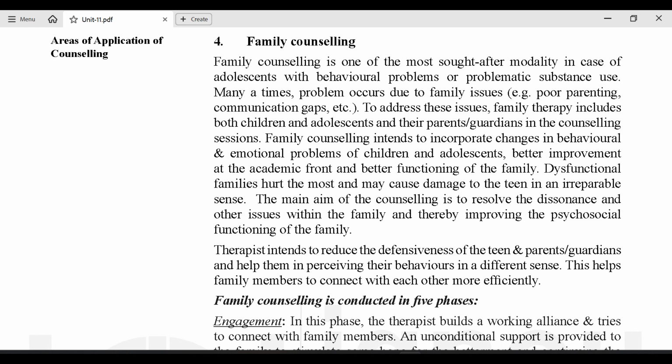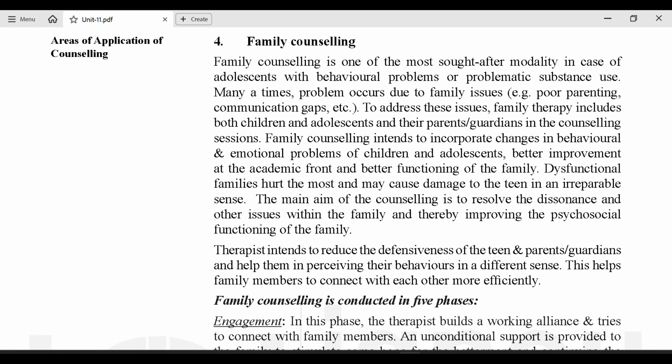The therapist intends to reduce the defensiveness of the teen and parents/guardians and help them in perceiving their behaviors in a different sense. This helps family members to connect with each other more efficiently. Family counseling is conducted in 5 phases.